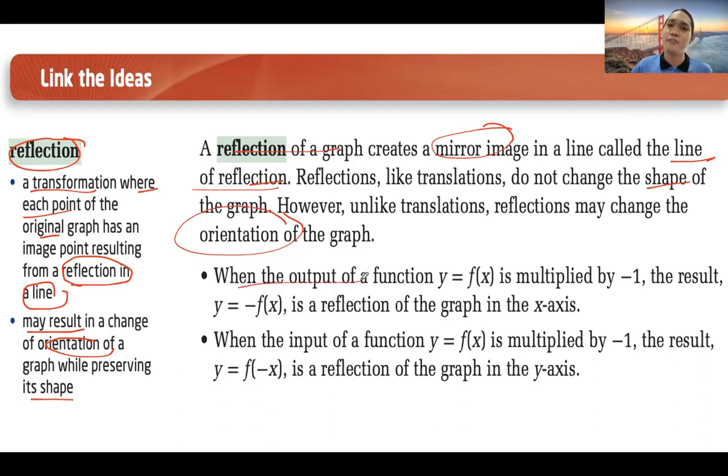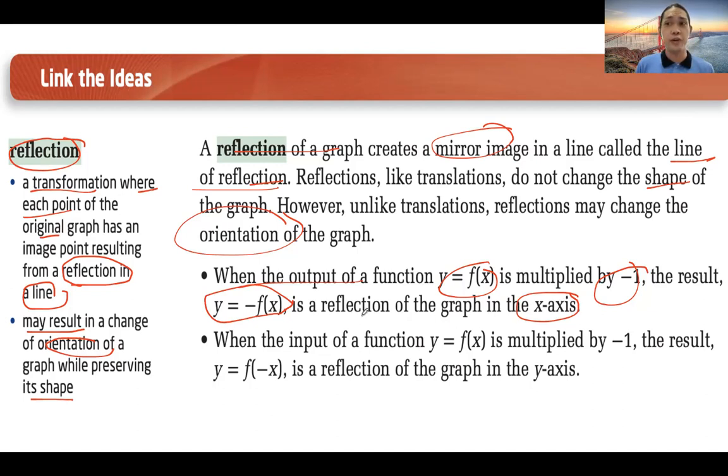Now when the output of a function y is equal to f of x is multiplied by -1, the result is y is equal to negative f of x. This is what I said a while ago. You can just multiply -1 to your f of x, so it will become y is equal to negative f of x. This is a reflection of the graph in the x-axis. I hope you can follow, and I hope you can all determine how to do the reflection as a transformation in the x-axis.